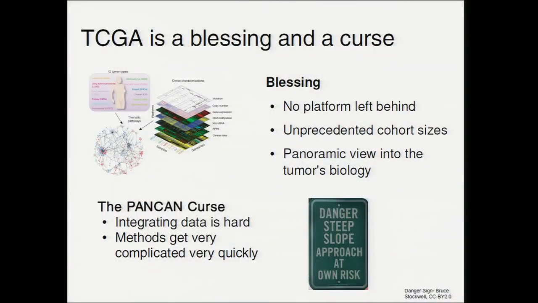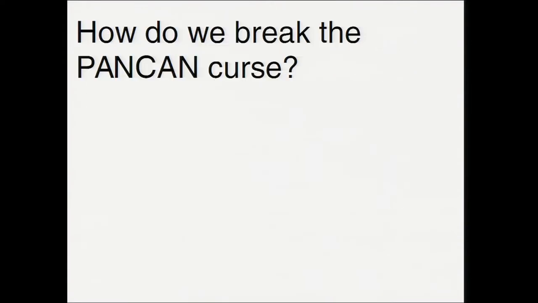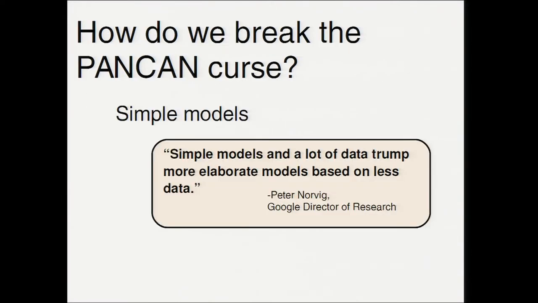In our lab, we've spent a long time trying to do this, and we get really complicated really quickly. The same methods don't work in one cohort as they do across many cohorts, and in one data type as in integrating across many data types. And so I think part of the problem is that we need to think about this from a different perspective. So how do we get past this?